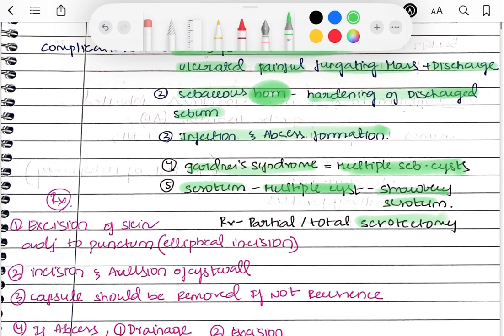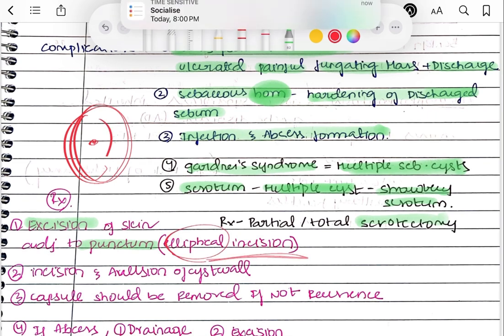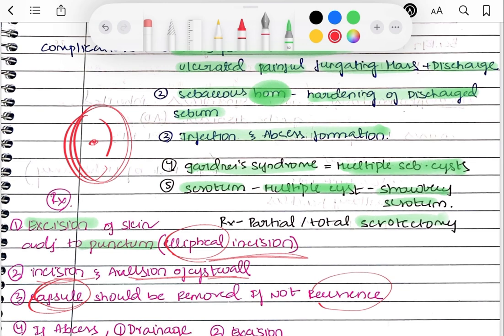And the treatment of the sebaceous cyst is basically excision, which you give adjacent to the punctum. Suppose this is a sebaceous cyst and this is the punctum. You give incision adjacent to the punctum. It is known as elliptical incision, right? So we have to give this incision and also avulsion of the cyst wall. If there is any capsule, first we have to remove the capsule. If not, recurrence will be seen, right?